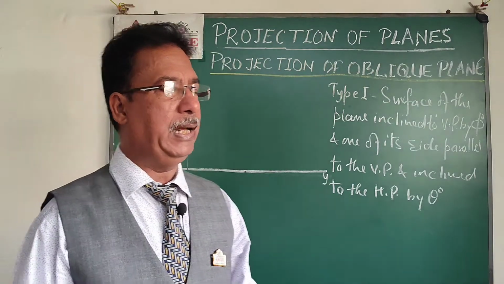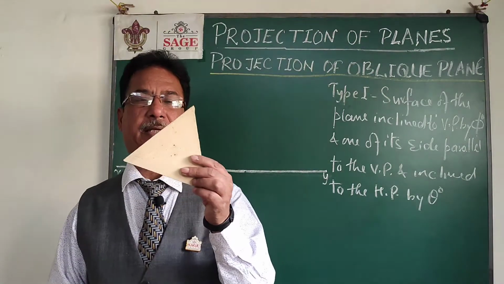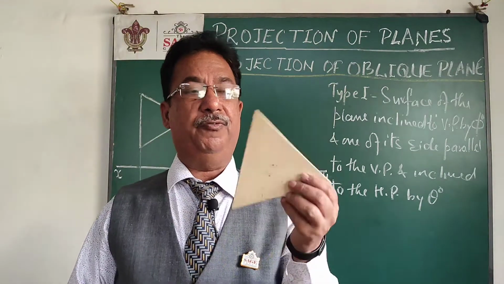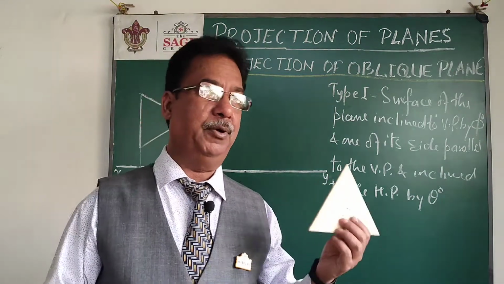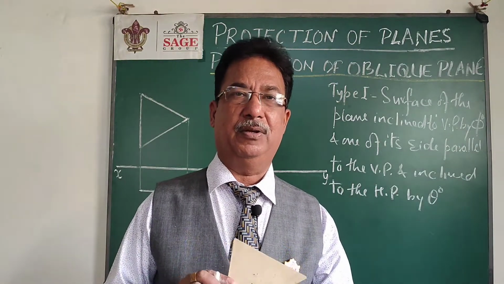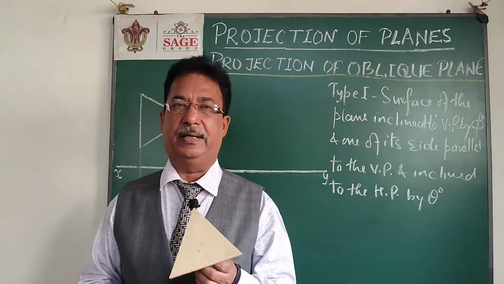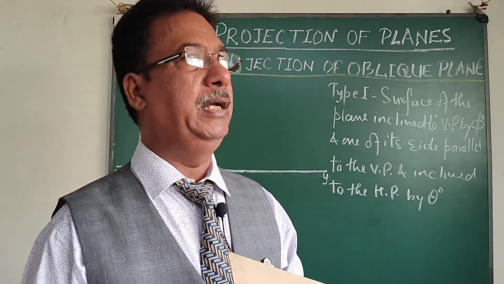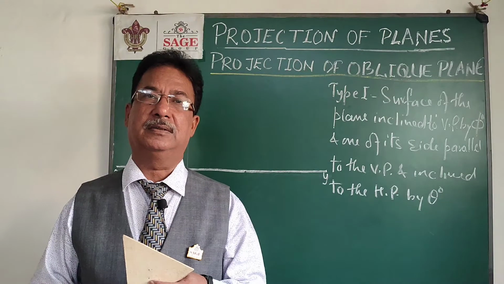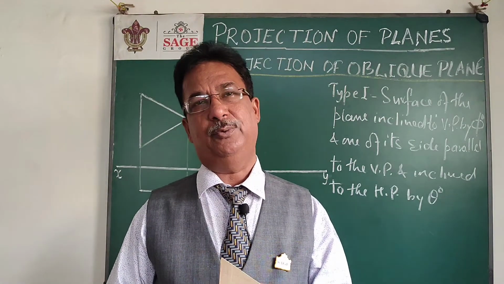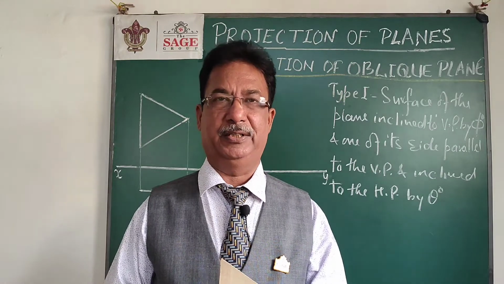Right now I am taking an example of an equilateral triangle. Suppose I have an equilateral triangle of 50 mm side, and the problem will be in the same way that the surface of this equilateral triangle will be inclined to VP by, suppose, some angle 45 degree, and one of the sides is kept parallel to VP and inclined to HP by some angle 30 degree.